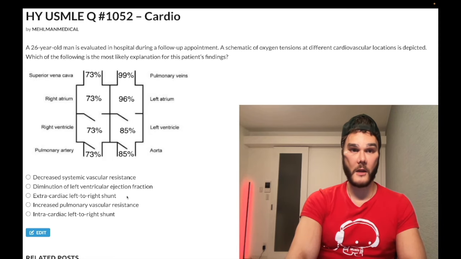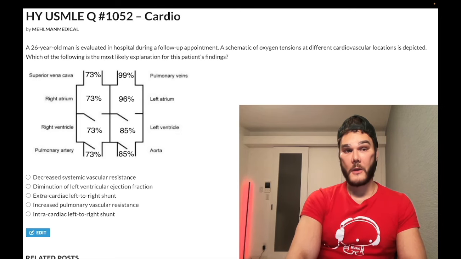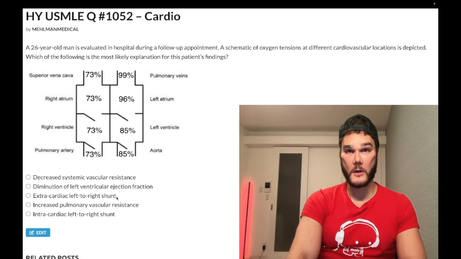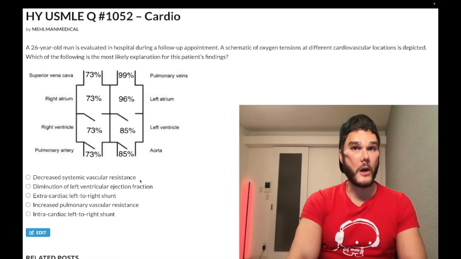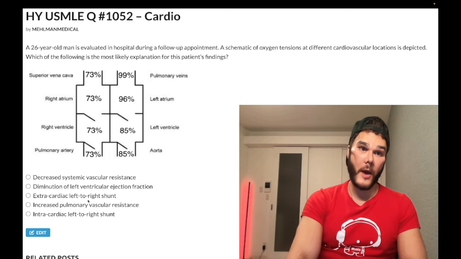Choice C, extracardiac left to right shunt. Wrong answer. However, this will be correct on the NBME exam / USMLE for patent ductus arteriosus. So the PDA, the ductus arteriosus, is going to connect the descending aortic arch to the proximal pulmonary trunk. And after birth, it's going to be going left to right. And it's clearly outside the heart. So it's extracardiac.